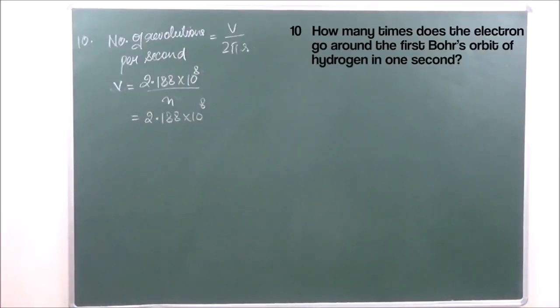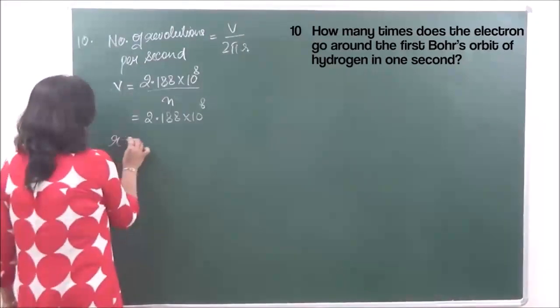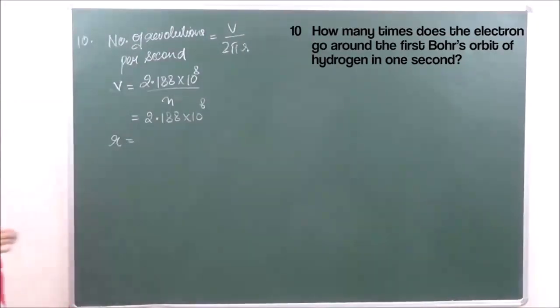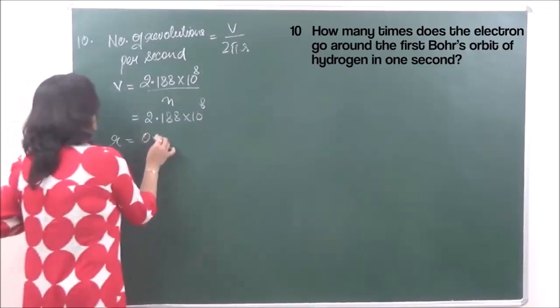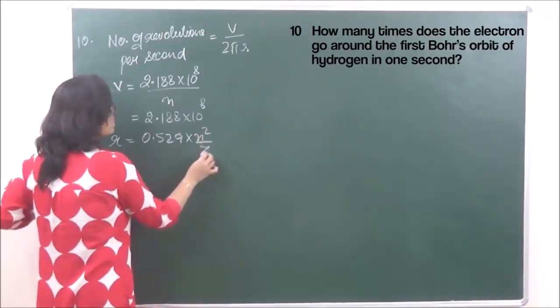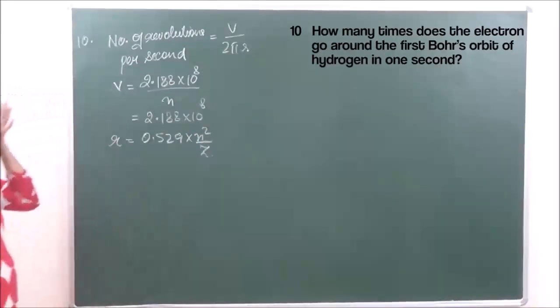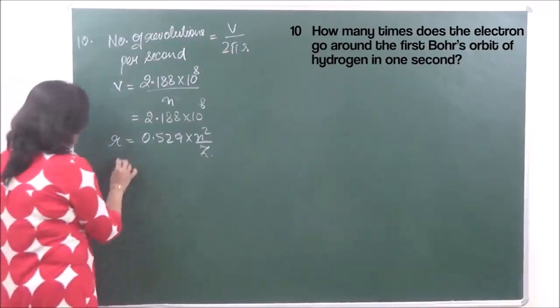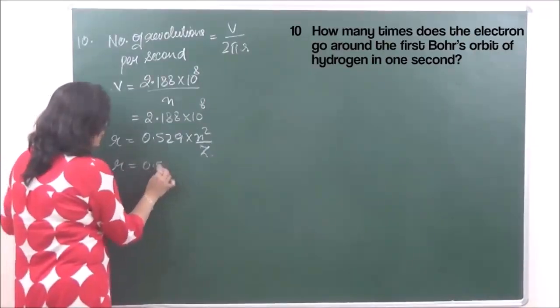We also have to calculate r over here. What is the value of r? 0.529. Now over here, n is also equal to 1 and z is also equal to 1. So r will be equal to 0.529.